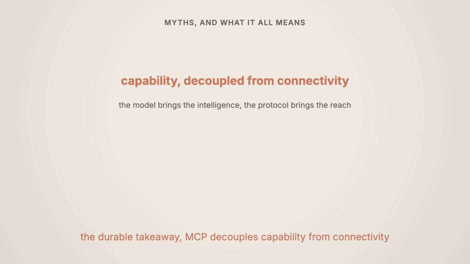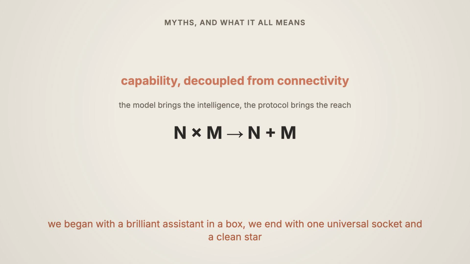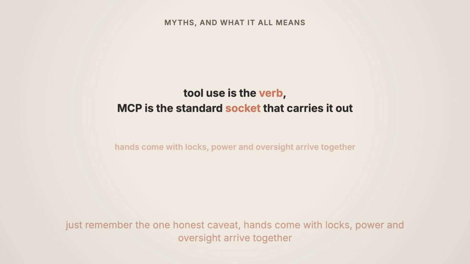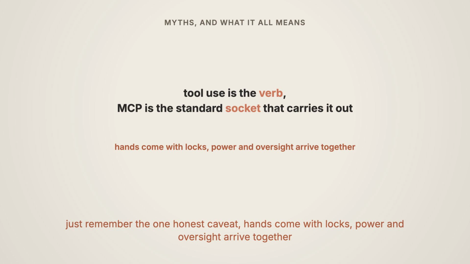We began with a brilliant assistant in a box, surrounded by hand-built cables. We end with one universal socket and a clean star of tools radiating out. That collapse from n times m down to n plus m is the whole story. Tool use is the verb. MCP is the standard socket that carries it out to any tool and brings the result back. The same wiring no matter the brain or the tool. That is, quite literally, how an AI agent reaches the world. Just remember the one honest caveat. Hands come with locks. The power to act and the responsibility to oversee it arrive together.